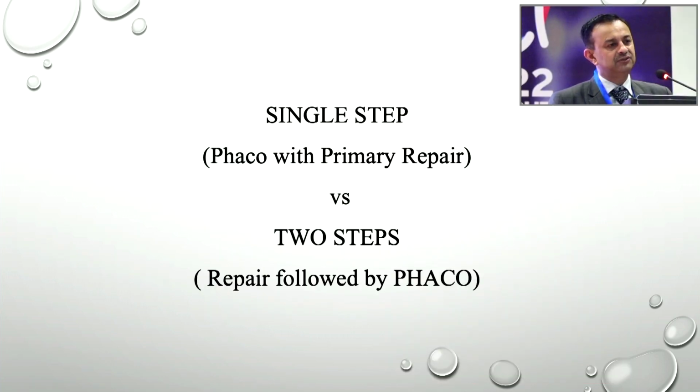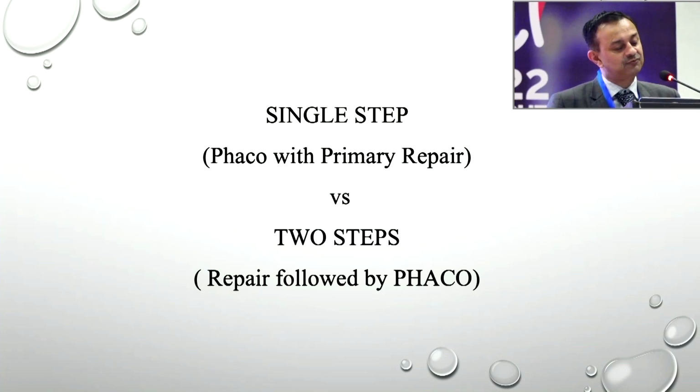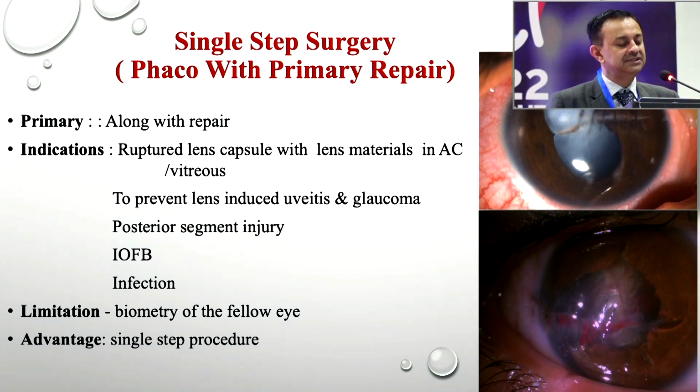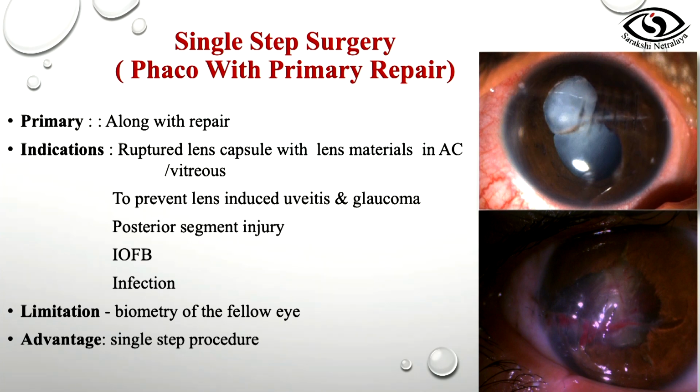Now comes the point of whether we should operate in a case of an open globe injury as a single step versus 2-step. Remember, in single step surgery you should only do the primary repair, and you should try to do the cataract preferably as a secondary procedure. The exceptions are if it is associated with posterior segment injury, there is a fear of infection, there is an IOFB present, or the ruptured lens matter is causing secondary glaucoma or inflammation. In those cases, it is better to do it at once.